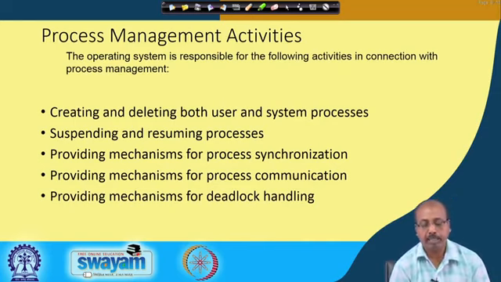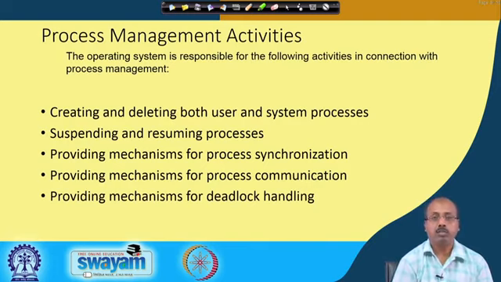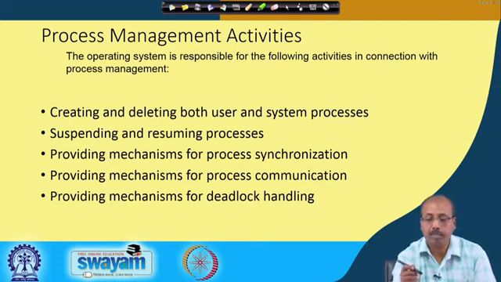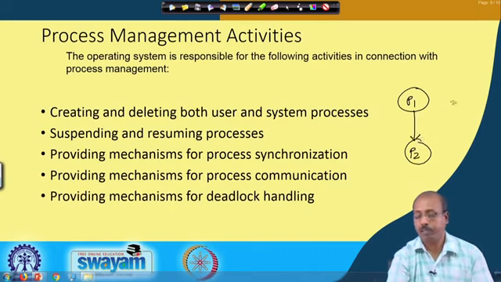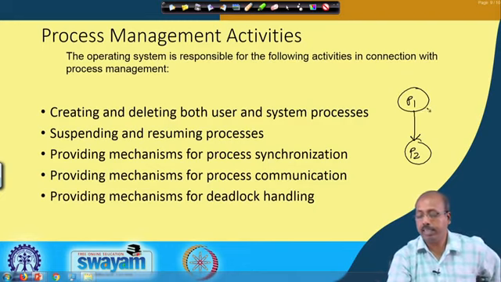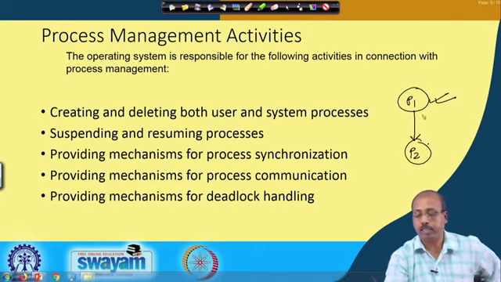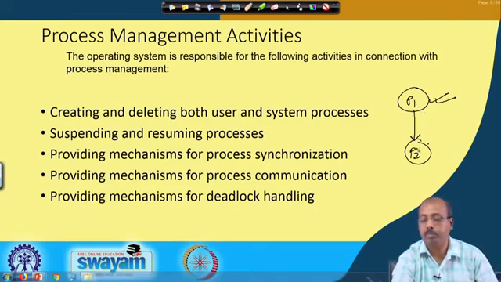Then, how to provide a mechanism for process synchronization. I must do something so that I can synchronize the execution of processes. It may so happen that I have an application with 2 processes P1 and P2, and P2 uses some value which is computed by P1. Though P1 and P2 are 2 parallel processes or parallel threads, P1 should be executed first and only then P2 should be executed. So, there is an explicit synchronization requirement between P1 and P2.